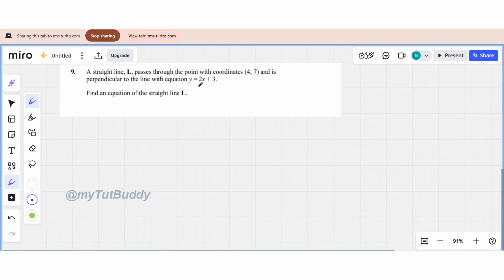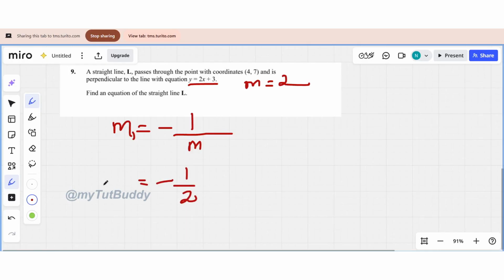Now, let's move to the next question. We are asked to find the equation of a line that passes through the point 4, 7 and is perpendicular to a given line. We know that perpendicular lines have gradients that are negative reciprocals of each other. If the gradient of the given line is 2, then the gradient of our new line will be negative 1 over 2.